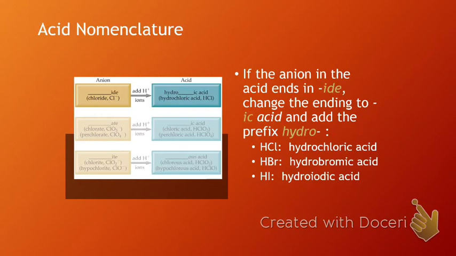But what about acids? The way that they do the acids is if the ending ends in an IDE, you just change it to IC and add the word acid, and you add the prefix hydro. So, for example, we have hydrochloric acid, hydrobromic acid, and hydroiodic acid. And hydrofluoric acid would be HF.